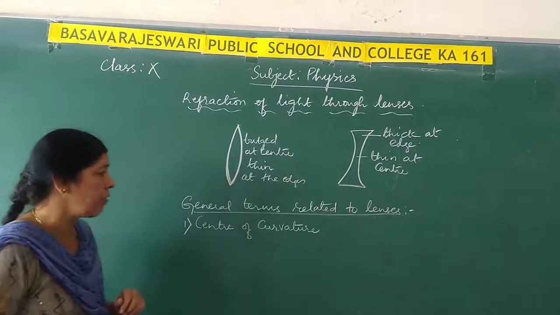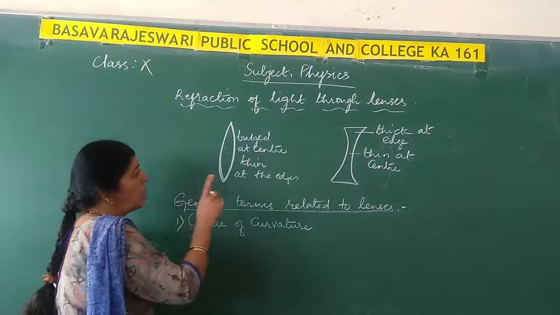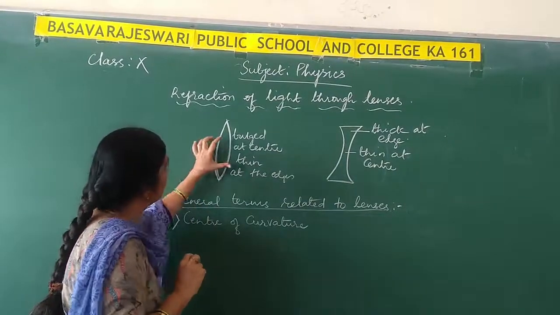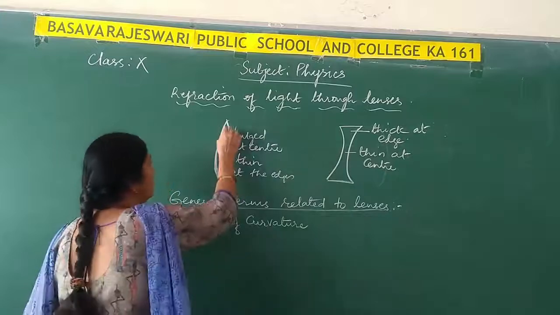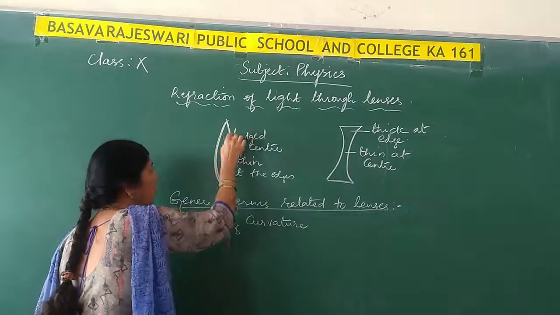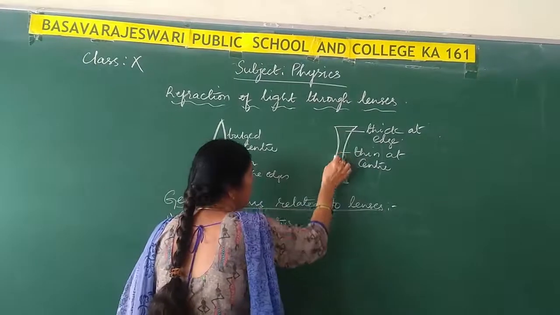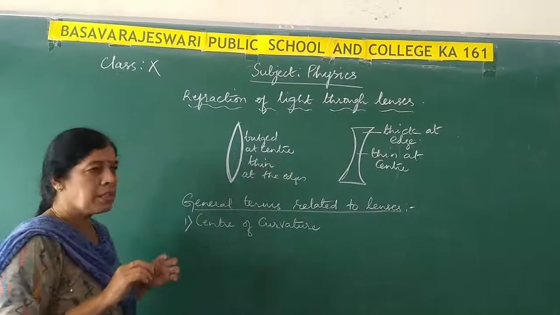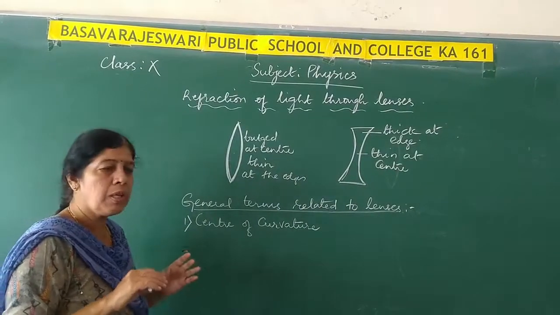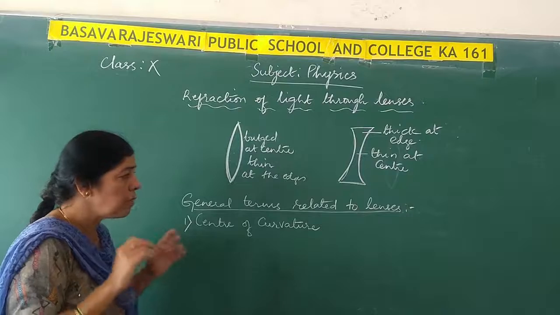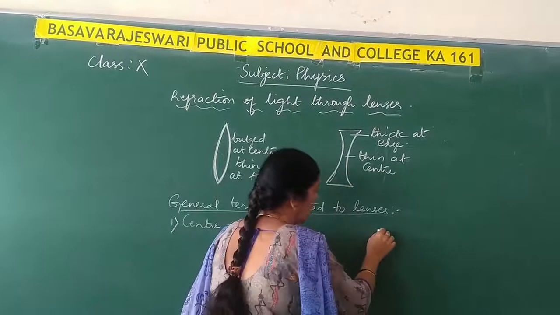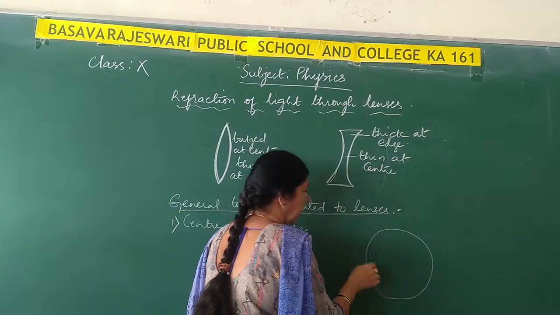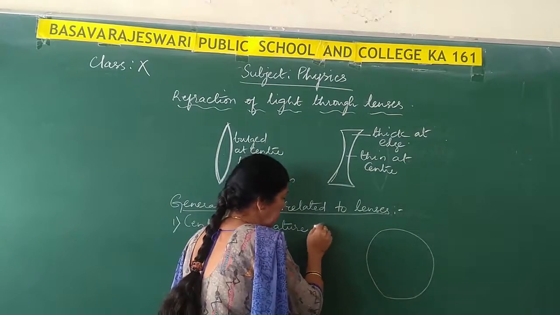Now, what is center of curvature? See here, any type of lens you take, whether convex or concave, consists of two refracting surfaces, two curved surfaces. Is it not? These two curved surfaces can be imagined as a part of a sphere. So you should imagine a sphere. So two spheres if you imagine.